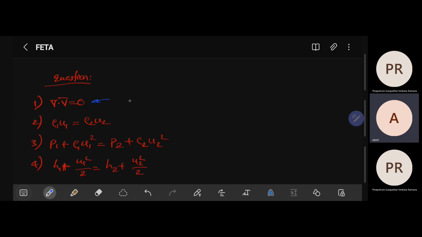Actually, curl of vector v, if it is equal to 0, then it will form irrotational flow. This is the divergence of the velocity field being equal to 0. That divergence means rotational flow, I think. Sir, I need to check Google. Check it, not an issue. It is open book. Divergence of velocity field.